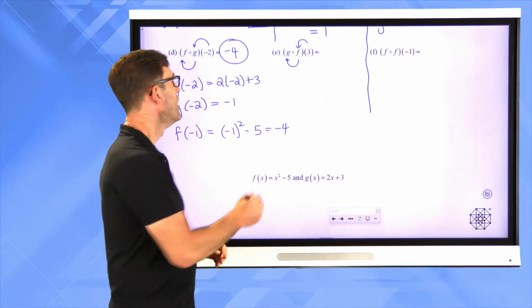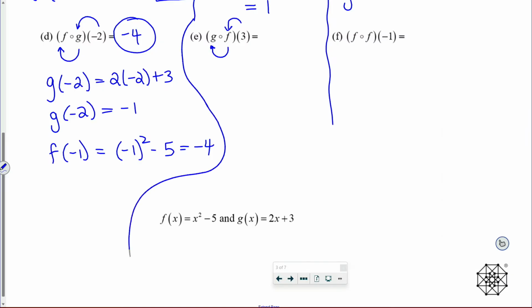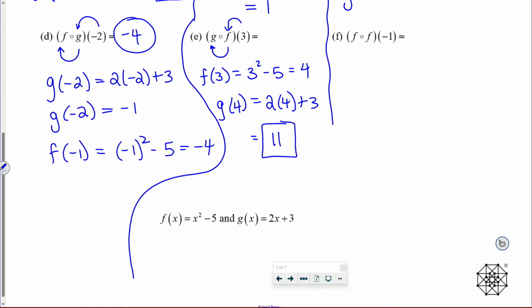All right, let's do it. So for letter E, the first thing I need to do is figure out what f of 3 is. That's going to be 3 squared minus 5, which is 9 minus 5, which is 4. And then I need to know what g of 4 is. That's going to be 2 times 4 plus 3. That's 8 plus 3, and that is 11.